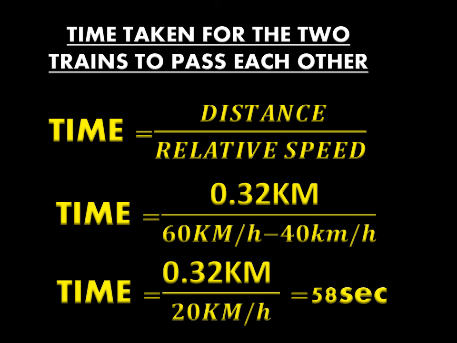So to obtain time, we take 0.32 kilometers and divide by 20 kilometers per hour, which is the relative speed, and finally we get 58 seconds, which is the time taken for the two trains to pass each other. I mean, for the red train to completely overtake the green train.